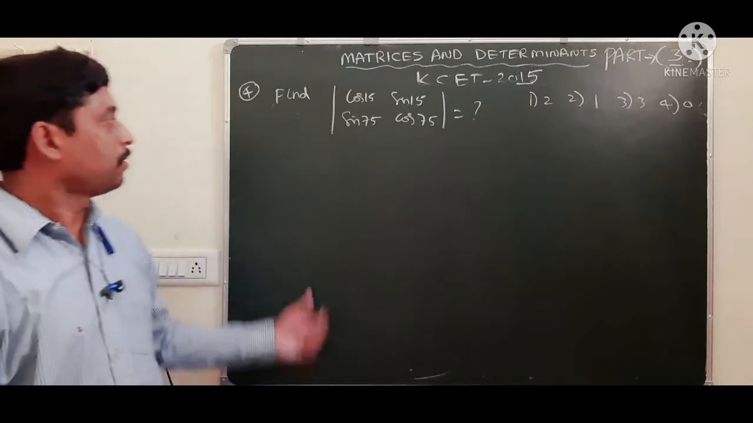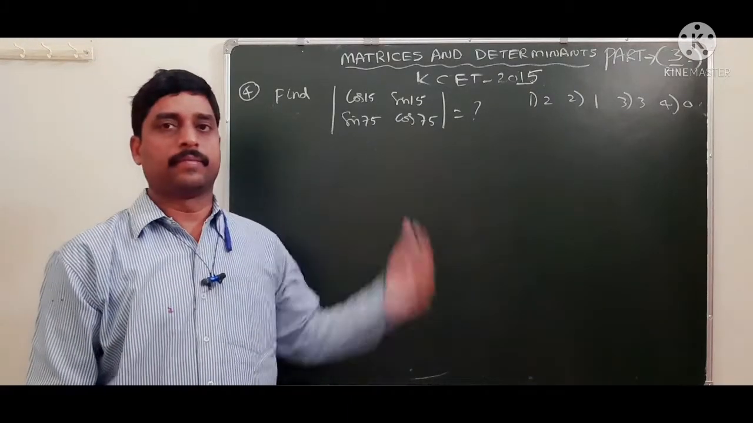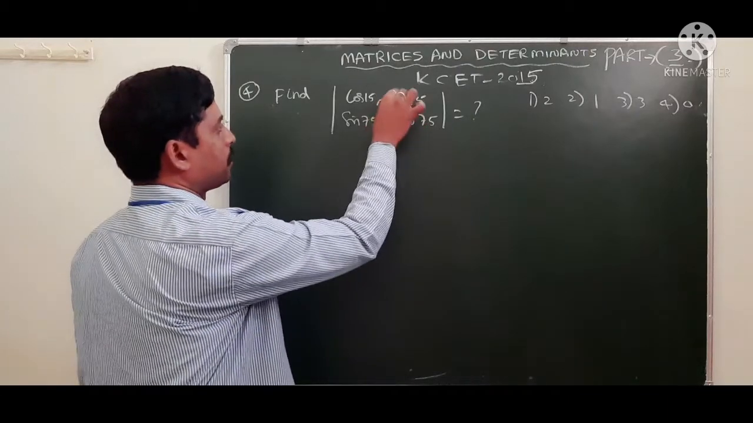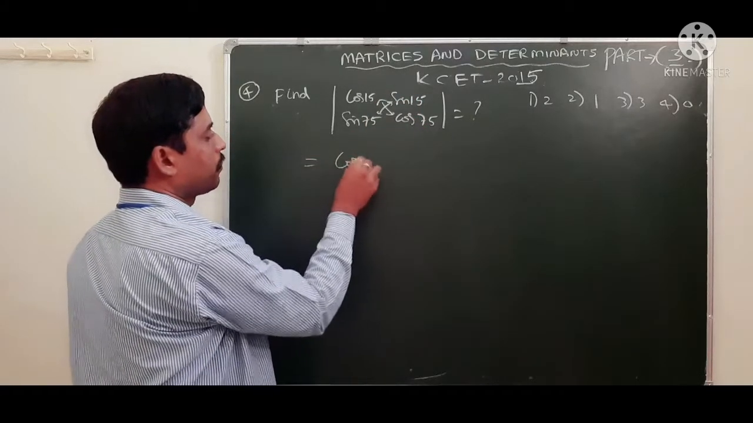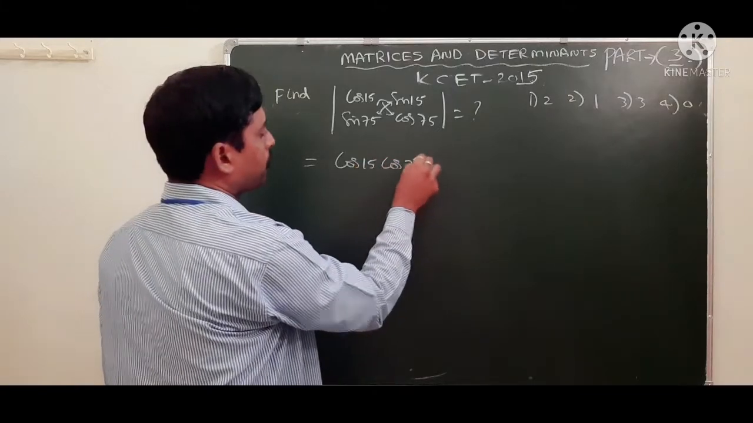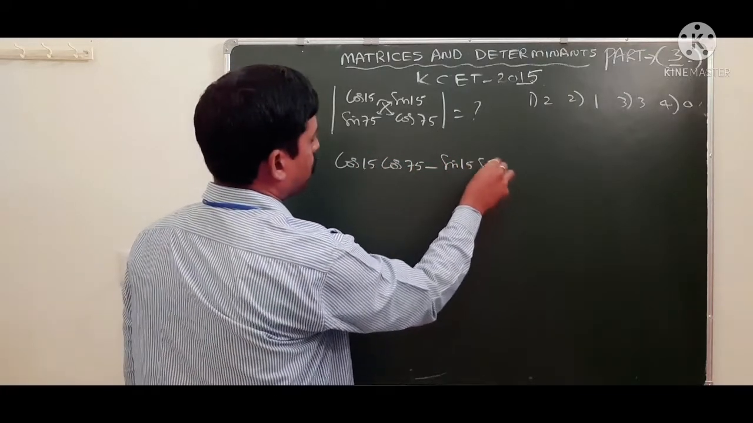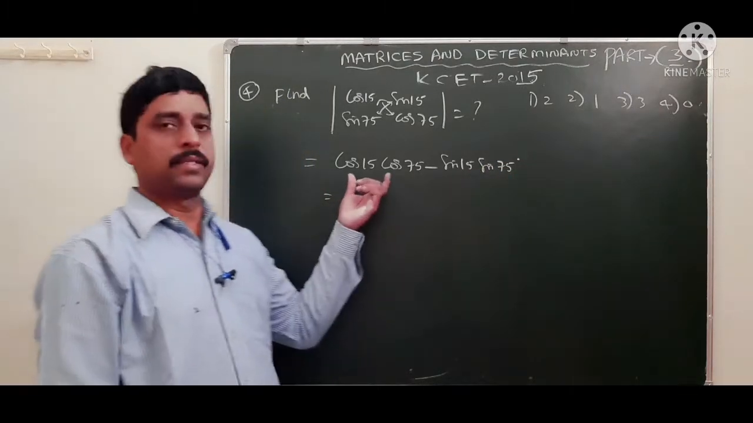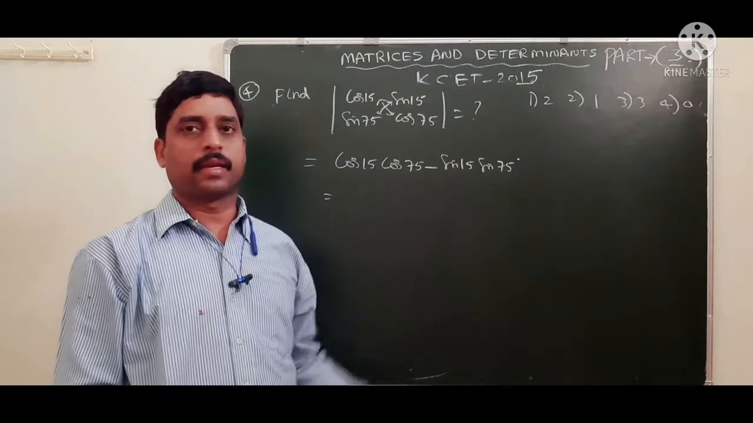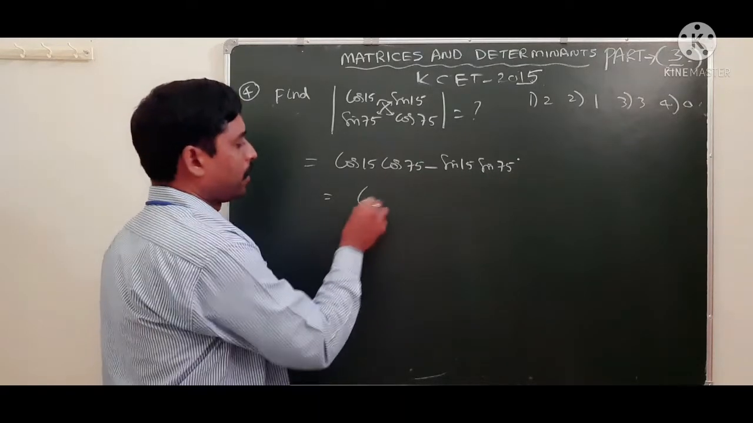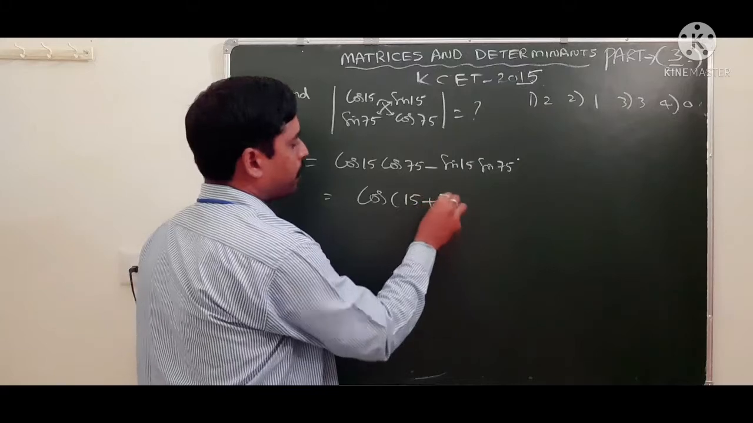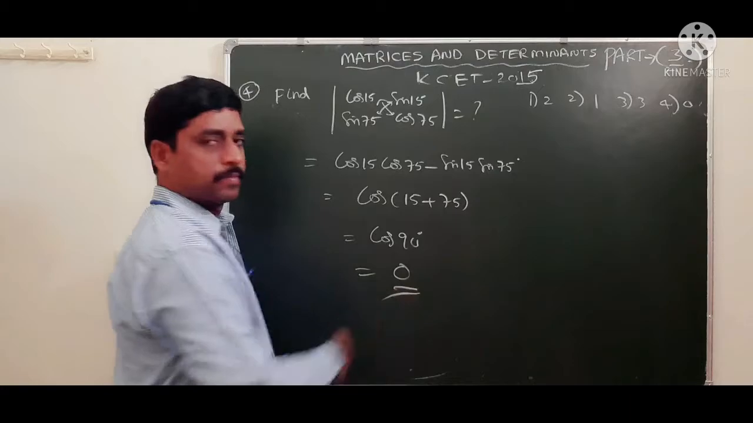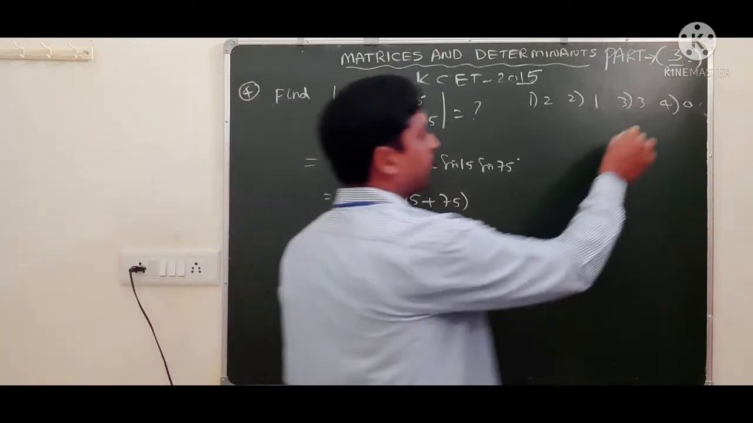Now let us go to the next problem. Find the value of determinant. Determinant of ABCD formula AD minus BC. So AD minus BC. So this is cos 15 cos 75 minus sin 15 sin 75. So what is this? It is in the form of cos A cos B minus sin A sin B, cos of A plus B. Cos 15 plus 75. This will be cos 90. So cos 90 value 0. So which option is correct? Fourth option is correct.